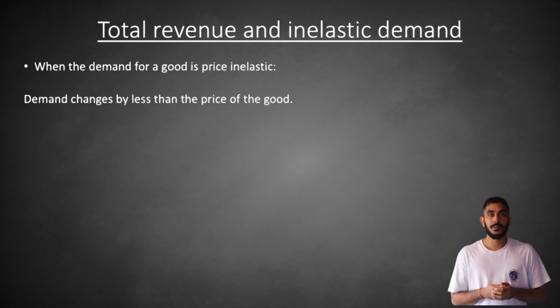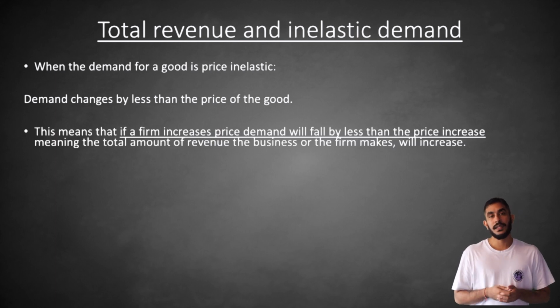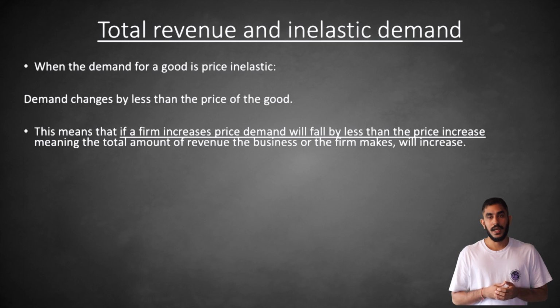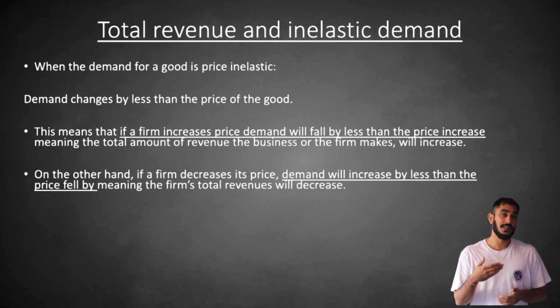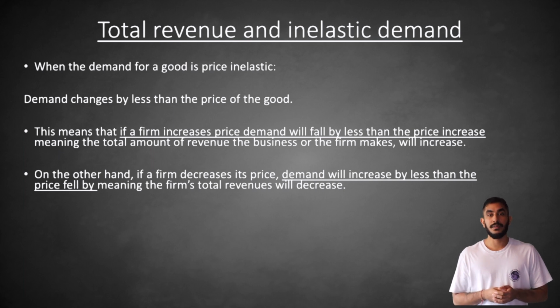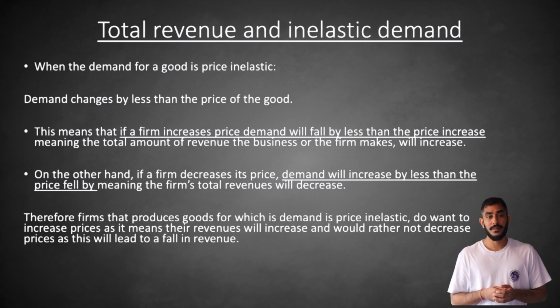When the demand for a good is price inelastic, demand changes by less than the price of the good. This means that if a firm increases price, demand will fall by less than the price increase, meaning the total amount of revenue that the firm makes will increase. On the other hand, if a firm decreases its price, demand will increase by less than the price decreased by, meaning the firm's total revenues will decrease.